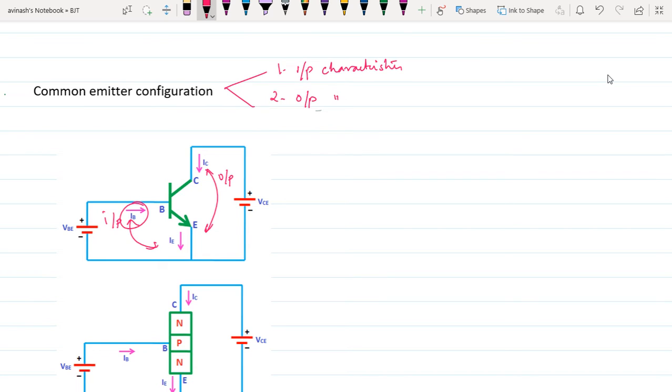In the input side, what are the points you can see here? The common emitter. Emitter is common to both the collector as well as the base. Emitter has the arrow direction pointing outward. Then this is an NPN transistor. You can see this point, base and collector. Emitter is grounded, so this is called common emitter configuration. In this we have input and output characteristics.